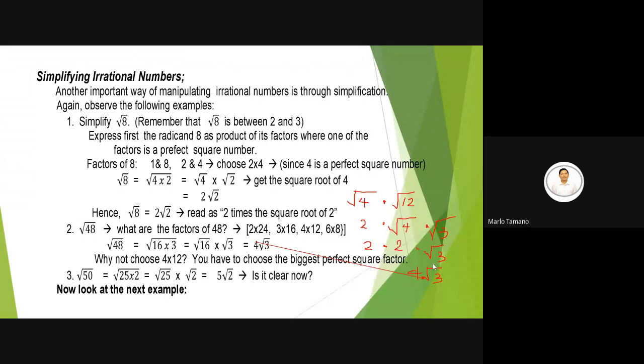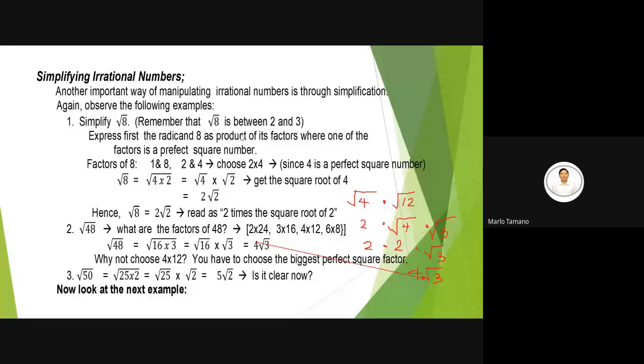Again, observe the following examples. Number 1, simplify the square root of 8. We all know that the square root of 8 is irrational. Am I right? Remember that the square root of 8 is between 2 and 3. Okay. So, express first the radicand. Ano ulit yung radicand? Yung number na nasa loob ng radical symbol. Tama? Yes po.